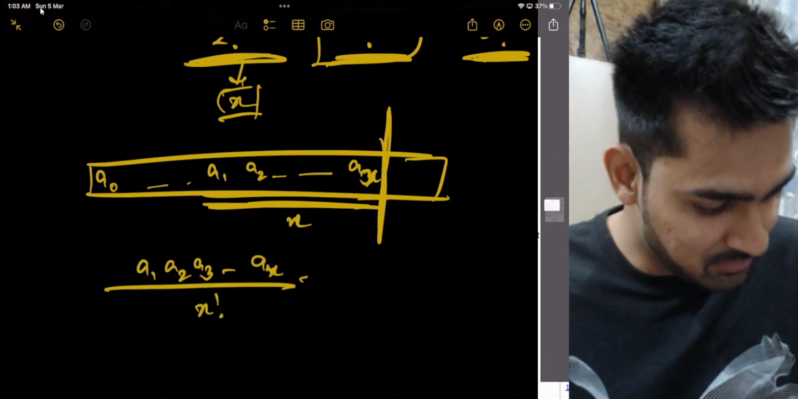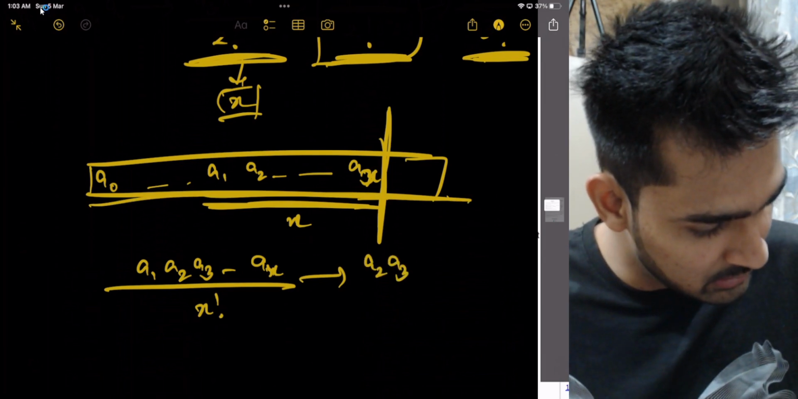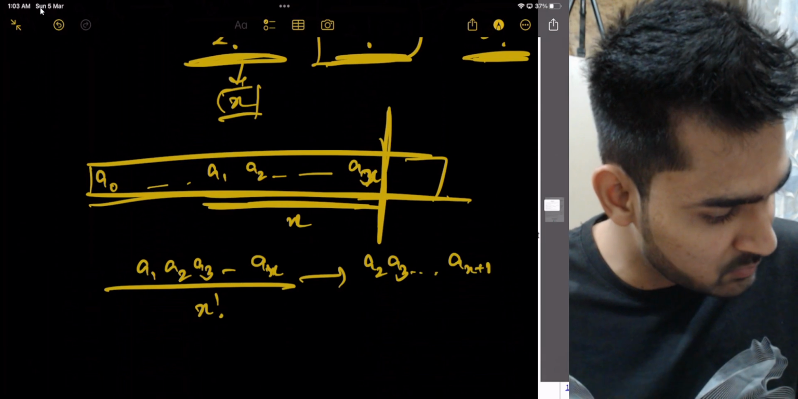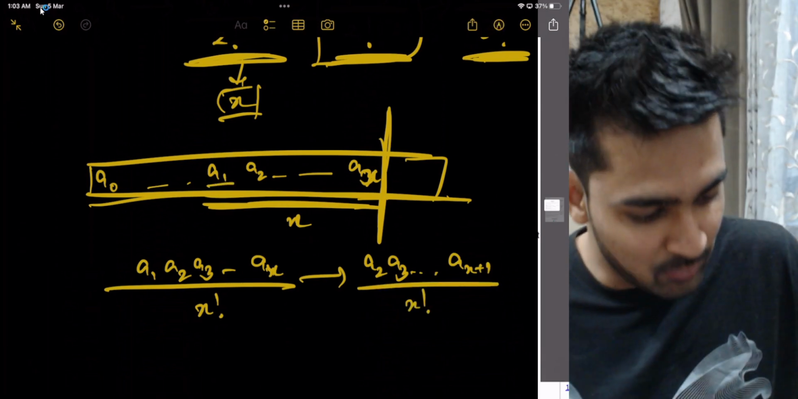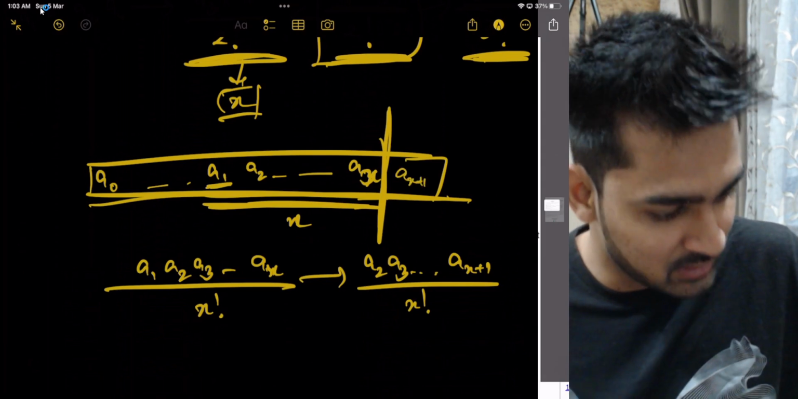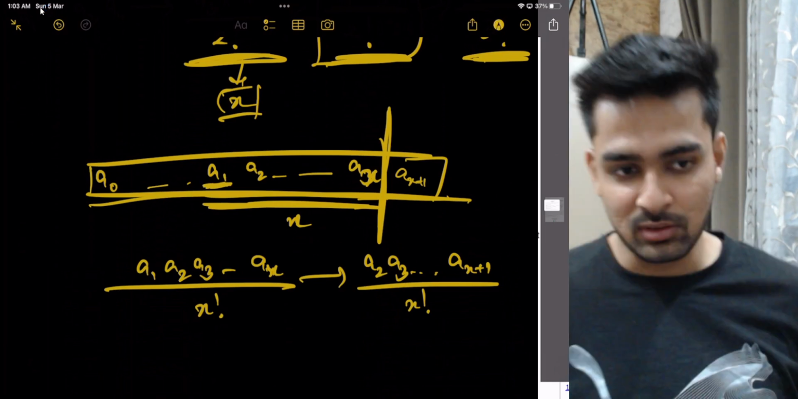Now what I'm saying is my new answer for the entire array is actually going to be A2, A3, so on till A of x plus 1 by x factorial. All I've done is replace A1 with A of x plus 1. Now I need to see if I should add A1 or not.